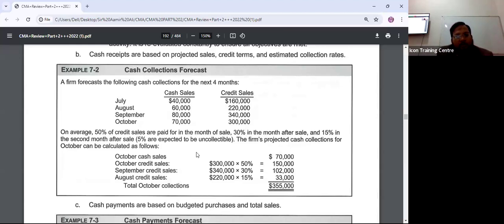Cash collections forecast. A firm forecasts the following cash collections for the next 4 months. You have cash sales and credit sales, so you will make the budget. On average, 50% of the credit sales are paid for in the month of sale. I mean, in the month in which you make the sale, you get 50% of the amount, and 30% in the month after sale.